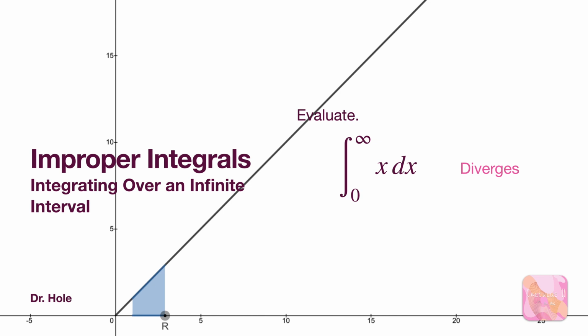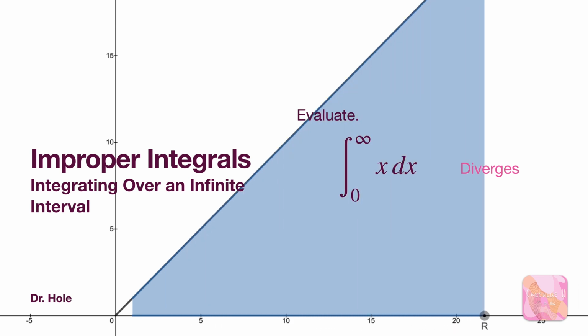Here's a picture of the limit of area under the curve y equals x. And that area tends to grow larger and larger and larger, which does not converge to a value. It is unbounded.